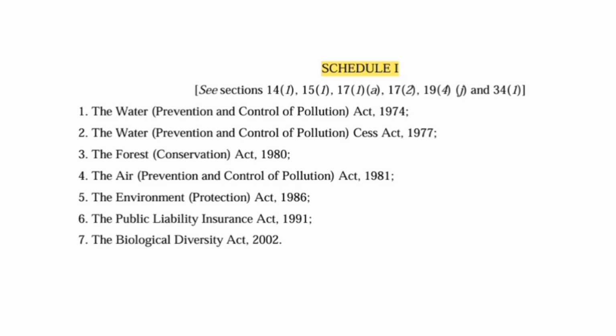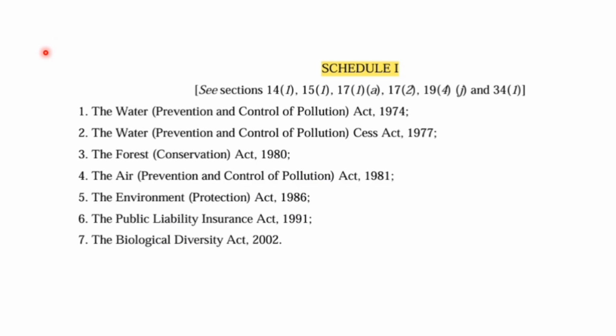The first one is the Water Prevention and Control of Pollution Act 1974. Memorize it along with the year, okay? So 74 is the Water Act and the Water Cess Act is 1977. Then comes the Forest Conservation Act 1980. Then the Air Prevention and Control of Pollution Act 1981. The Environmental Protection Act, everyone must be knowing, 1986, the Public Liability Insurance Act 1991 and the Biological Diversity Act 2002.